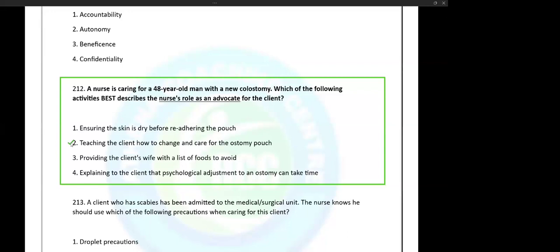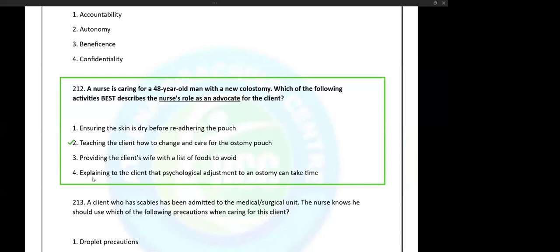Why? Why is the fourth one wrong? I just want that explanation for that. Why is the fourth one wrong? Adjustment. So is that statement true regarding the situation? The statement is true, right?